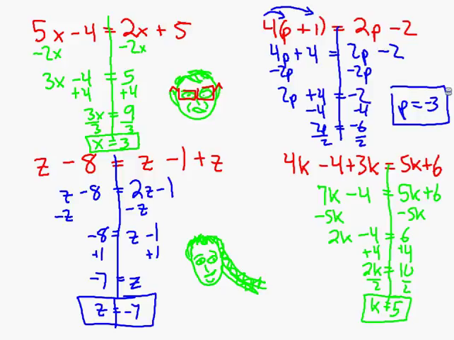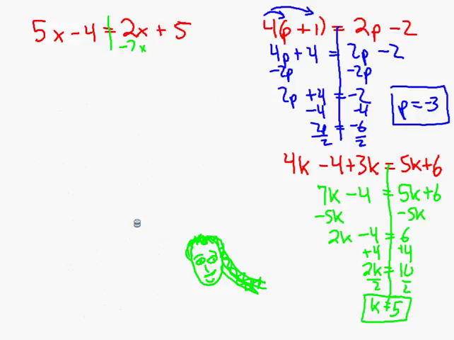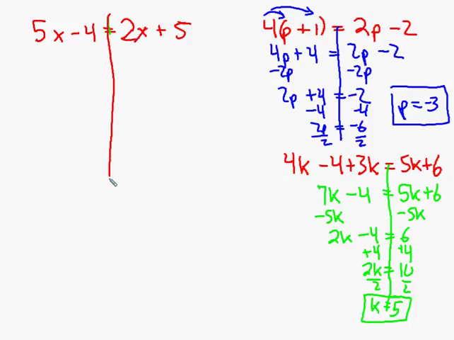Okay, so which one do you want me to go through? Any of them. Okay, I'll go through the first one. All right, so we build our wall. I'll look at this side, nothing to simplify. I'll look at this side, nothing to simplify. But I do have x's over here and x's over here, so I need to get them to one side.